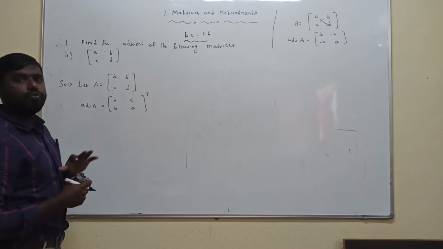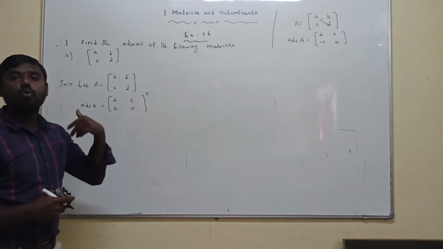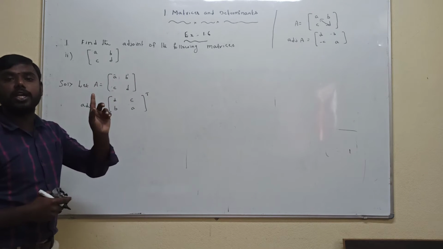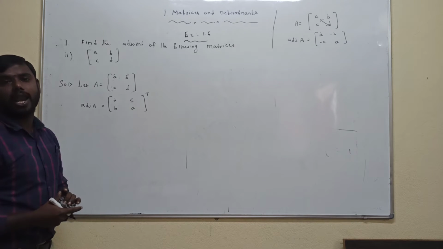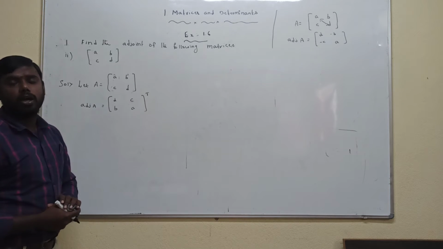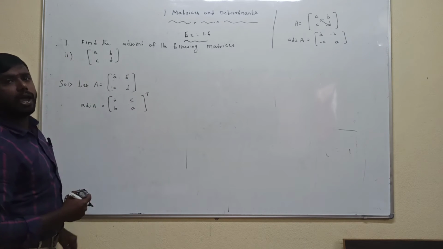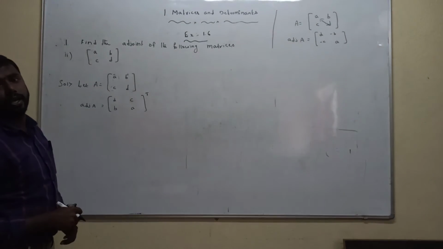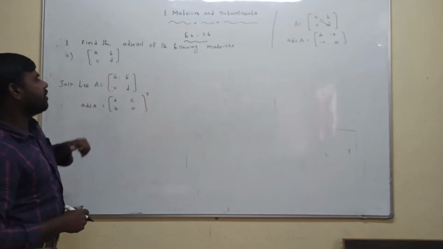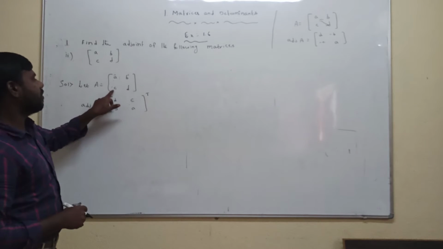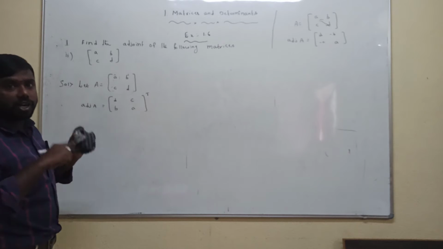Because the cofactor formula is capital Aij equals (-1) to the power of i plus j into Mij. Mij is nothing but the minor of an element. The minor is what remains after deleting the i-th row and j-th column. That's why, for A the left of the element is D, for B it is C, for C it is B, and for D it is A.